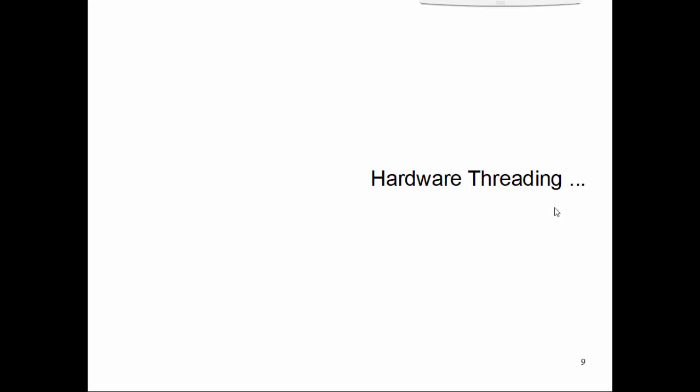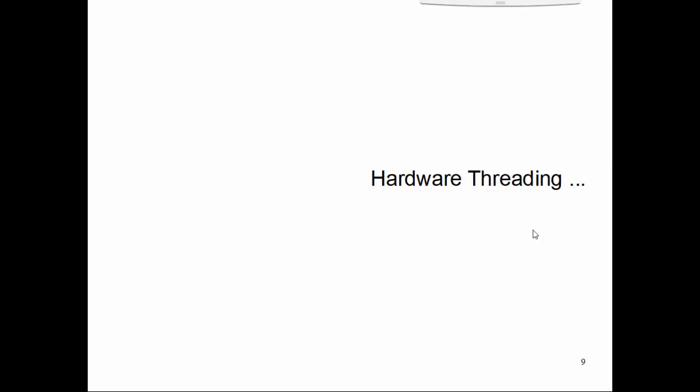Now let's talk about another concept called hardware threading. I hope many of you are familiar with the term threads, and probably some of you have already done some parallel programming using threads, using multiprocess, and so on and so forth. So, if you are familiar with the concept of thread, it probably would be easier for you to understand. But in this case, it is not a software thread per se; it is a hardware thread.